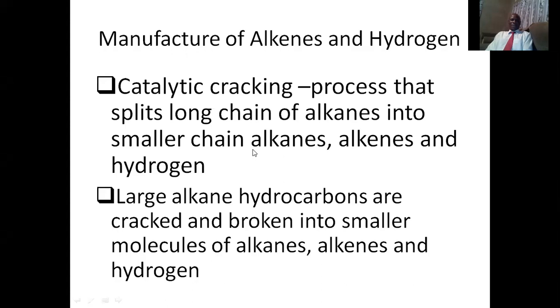Well, during the manufacturing of alkenes and hydrogen, we do use the process known as cracking. Cracking is the process that splits long chain alkanes into smaller chain alkanes, as well as producing hydrogen. This is very important because we have very large molecules with long chains of alkanes, and these alkanes are broken down into smaller chains of alkanes, alkenes, and hydrogen.